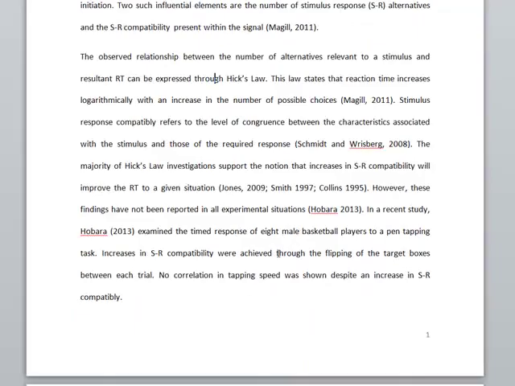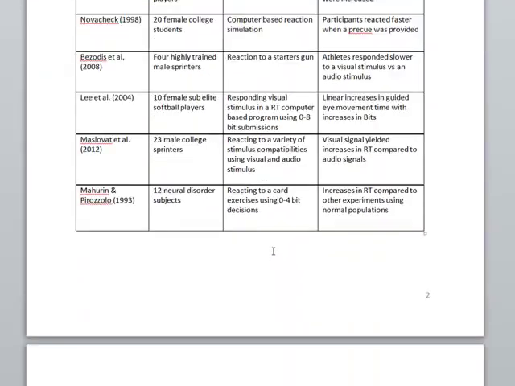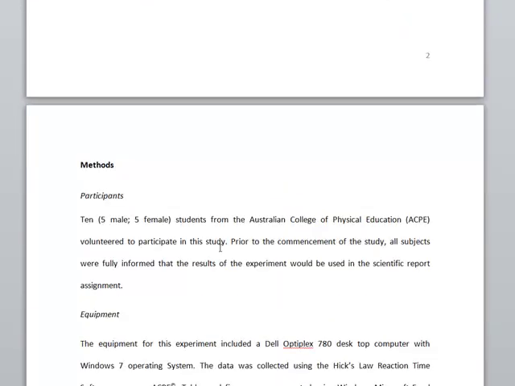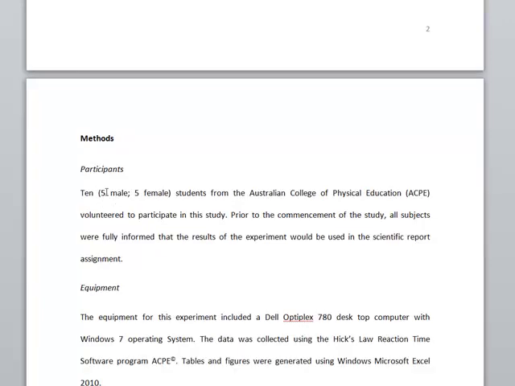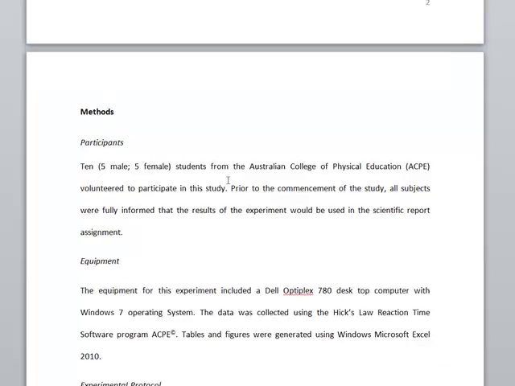So we'll scroll down to the next section in the majority of scientific reports, which is the methods section. Generally in the methods section you've got a number of different key elements that need to be addressed. Things like equipment, you might have subject information, and almost always they'll have some kind of experimental protocol.